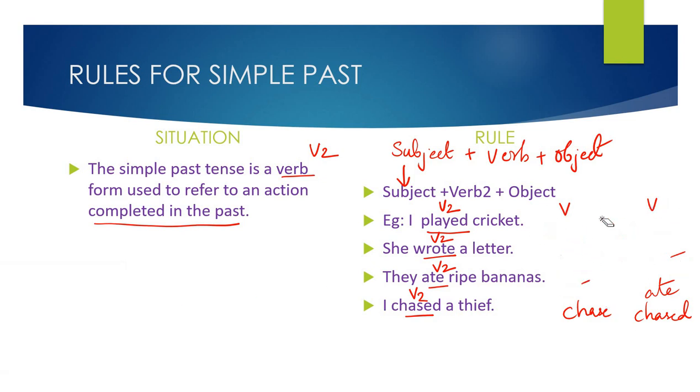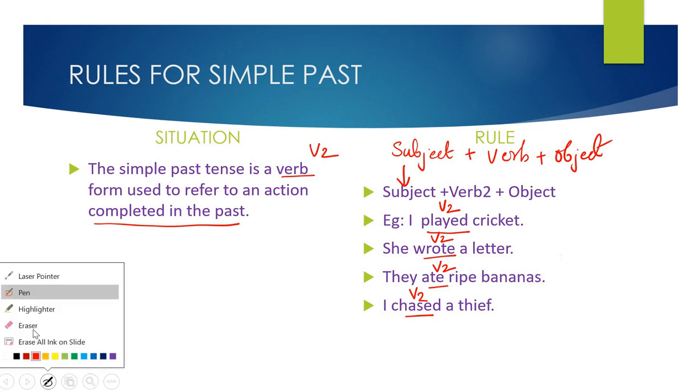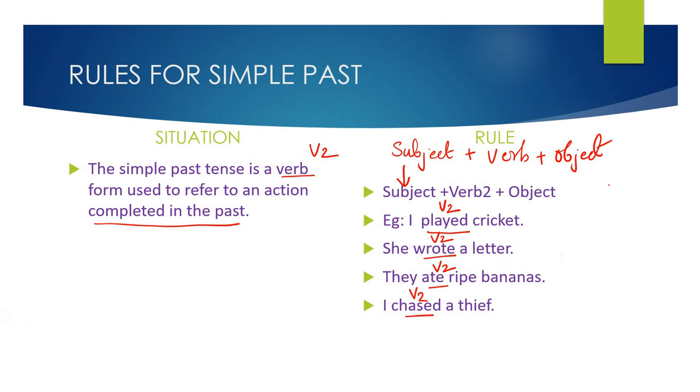Now we are going to learn about the object. I am saying about the object because I have mentioned object here in the sentence pattern, so it's important for me to say about the object too. Now, what is an object? How will you identify an object in a sentence? If you ask the question what or who to the verb in the sentence, you get the object.